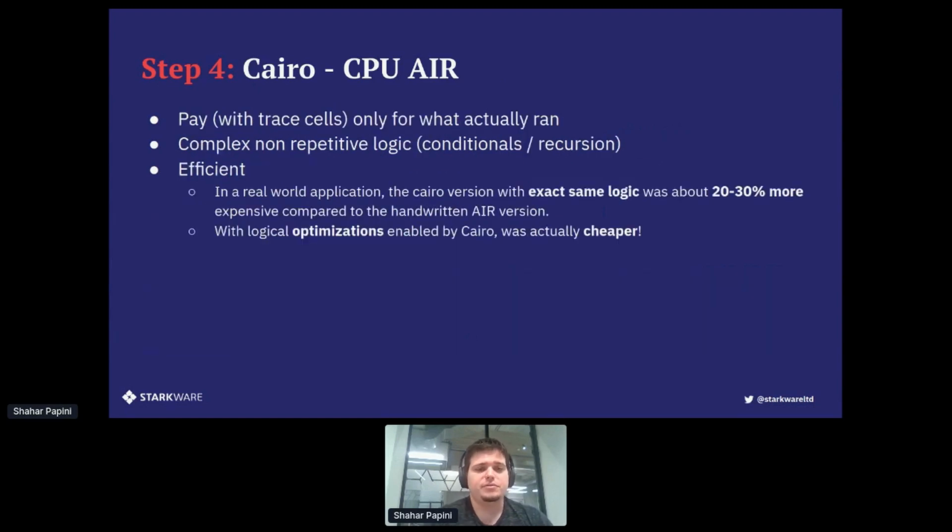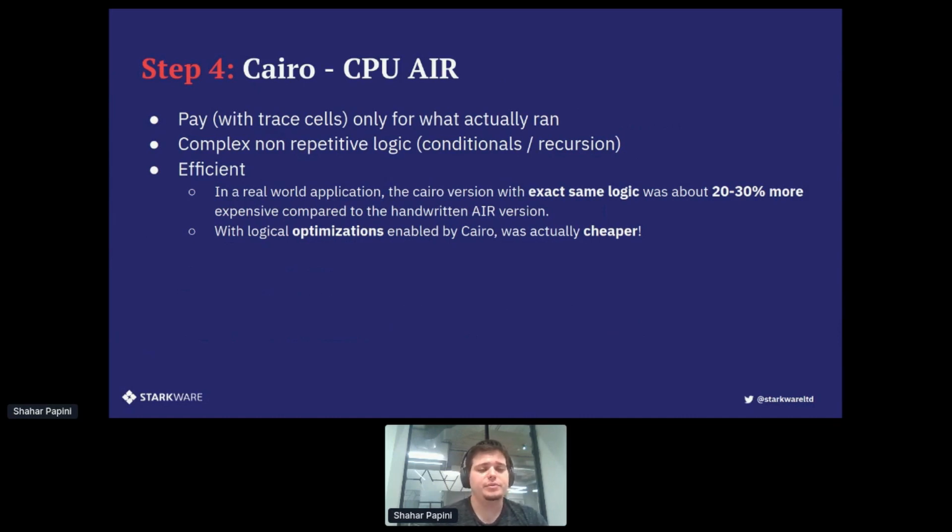What do you get with Cairo? First of all, you only pay with the so-called trace cells, which are the efficiency measurement of AIRs. You pay only for what you actually run. If you have a branch, you only pay for the branch you've been in. If you have a loop that only occurs 5 times, that's what you pay for. It can support very complex non-repetitive logic. You have recursion, various conditionals, and it is very efficient.